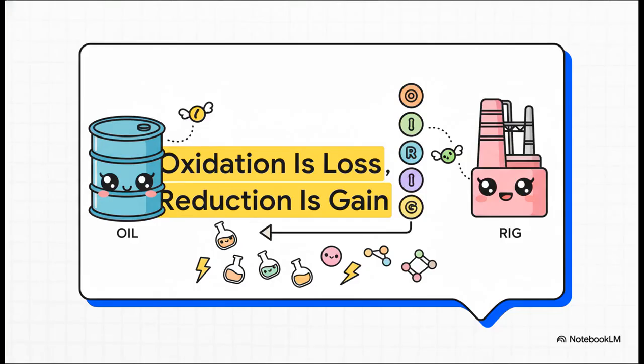Okay, but how are you supposed to remember which is which? Well, with one of the best mnemonics in all of science, OIL RIG. Just say it with me. Oxidation Is Loss, Reduction Is Gain. OIL RIG. Seriously, once you've got that locked in, you've pretty much got the heart of redox chemistry down.